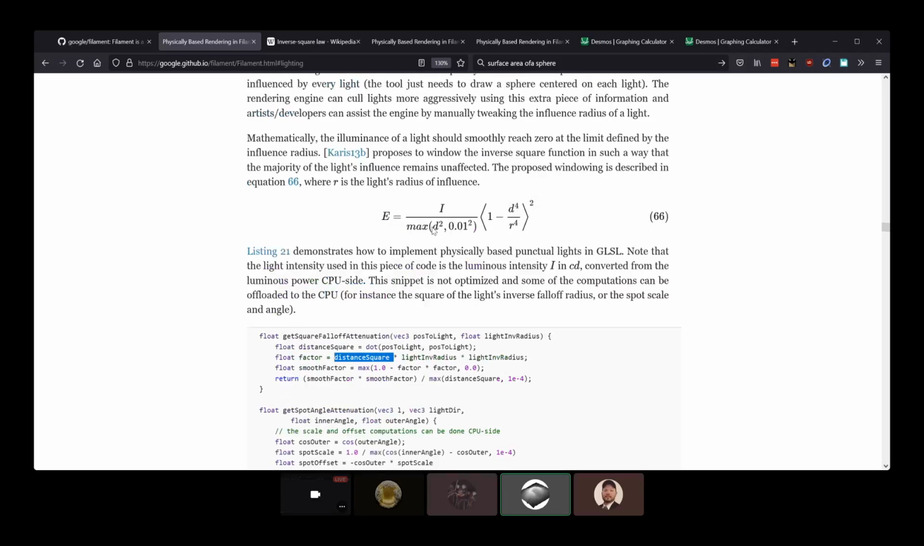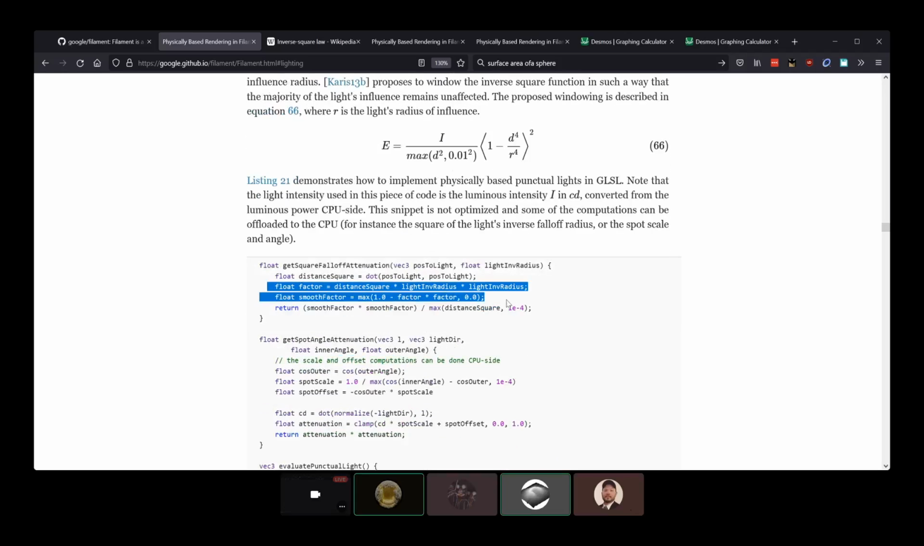Oh, so this is where they're doing the thing here. So they have distance squared, inverse radius squared, and then they factor times factor, which does the same thing effectively, I think. I'm guessing it's the optimized version of the power. And light in radius is already over 1, so you can just multiply them together.